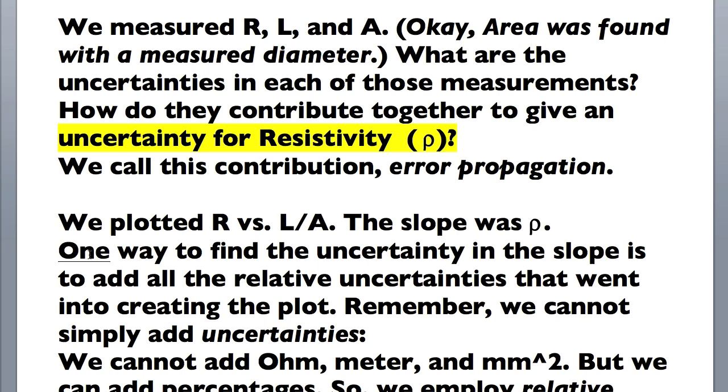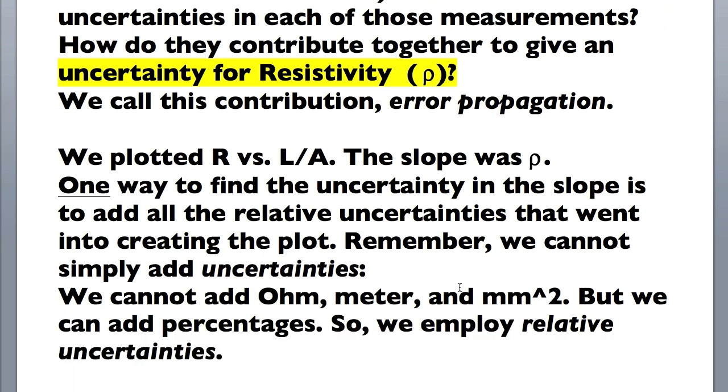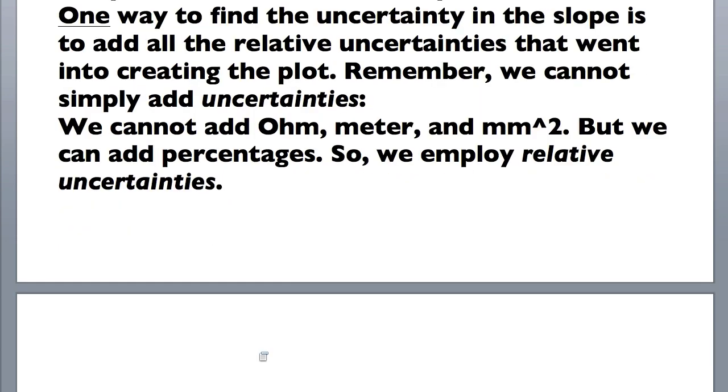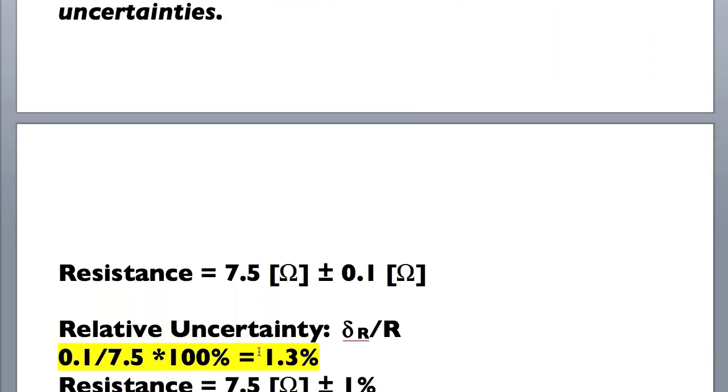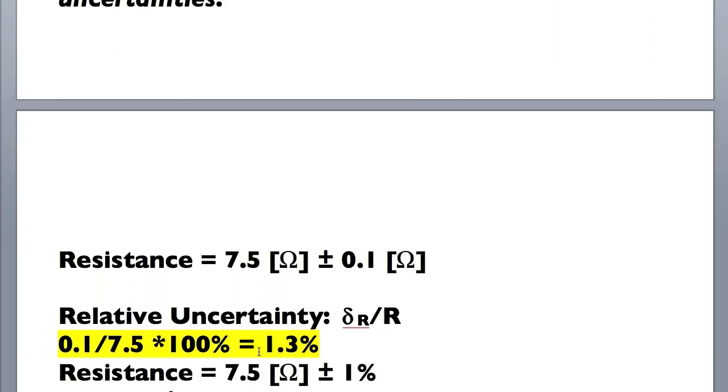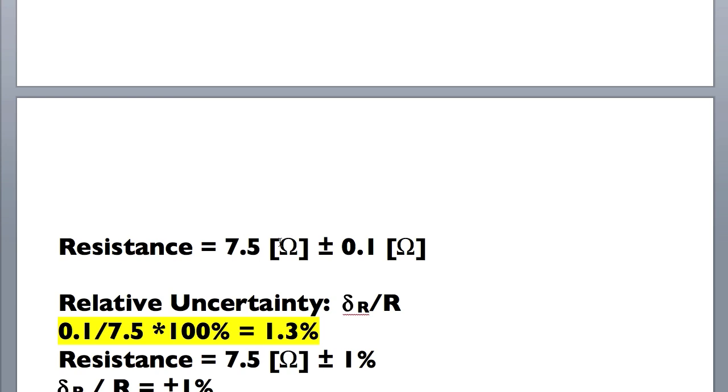One way to find the uncertainty in slope is to add all the relative uncertainties that went into creating the plot. Remember, we cannot simply add uncertainties. We cannot add ohm, meter, and millimeter squared, but we can sum the percentages. So we employ relative uncertainties. Let's take resistance. Resistance is, in this example, 7.5 ohms plus or minus 0.1 ohm.